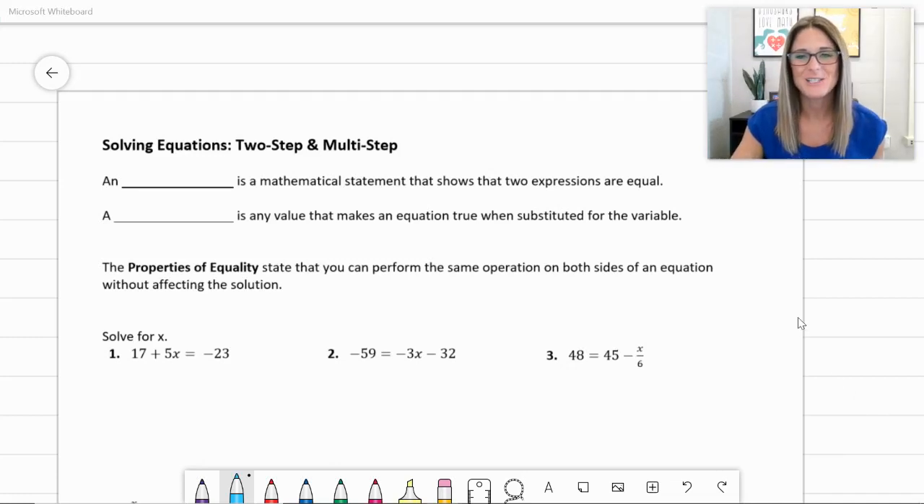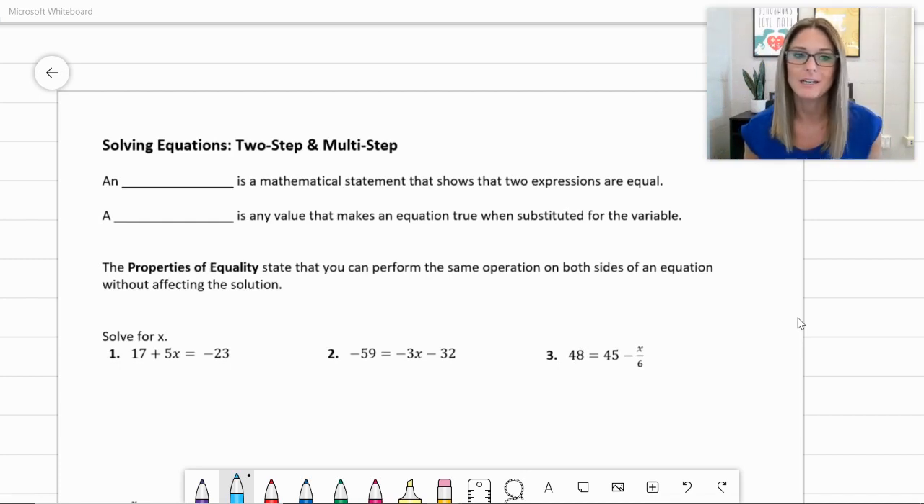Hey guys, we are going to get started with reviewing equations. We're going to start with two-step and multi-step. So hopefully this is a review. Obviously, we are going to do a lot of solving equations and using the properties of equality throughout the course. So this is a great review, chance to get caught back up.